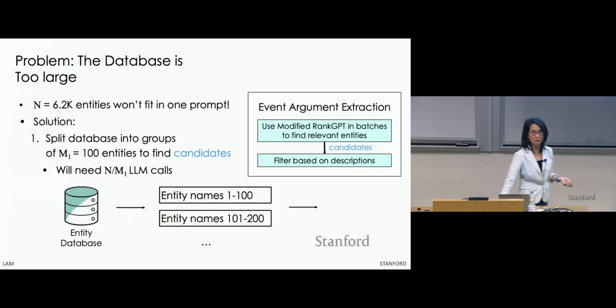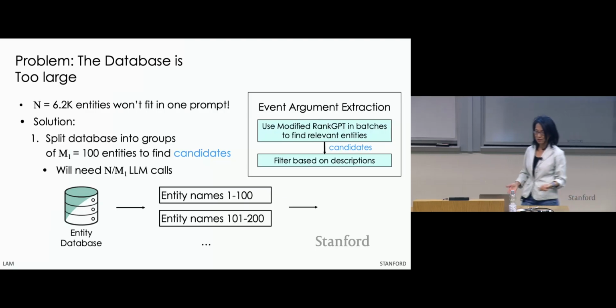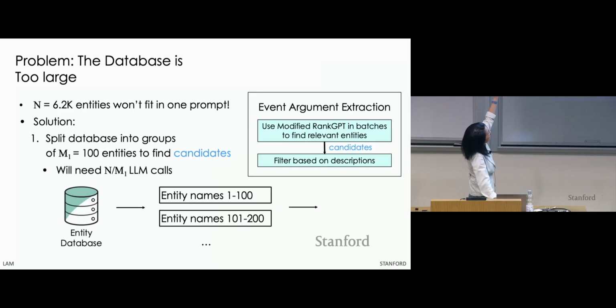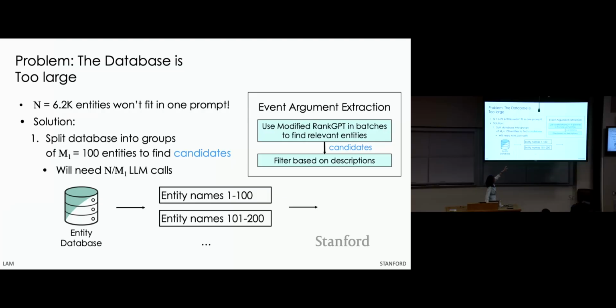But there's still one more problem: the database is still too large. There are 6.2 thousand entities, and they won't fit in one prompt. So the solution is to split them up. It's pretty general and obvious. You take the database and turn it into groups, 6,000 entities, in batches of 100 at a time. And we ask GPT to rank them within each of these subgroups. Actually, we modified it. We didn't ask it to rank them. We asked it to find all the relevant entities.